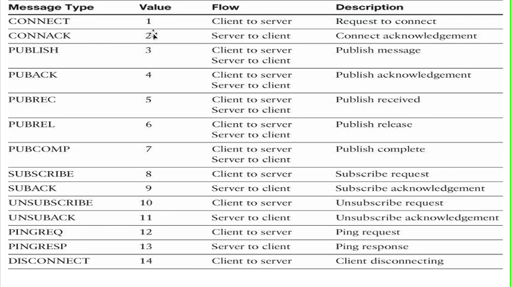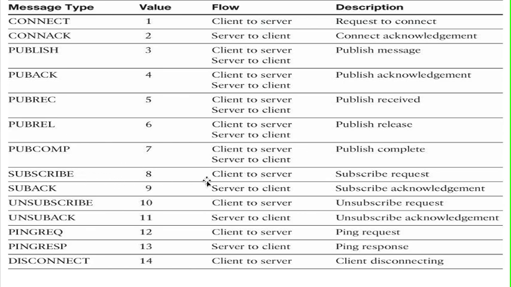If it is equal to 2, then it is connect acknowledgement, server to client. If it is equal to 3, then publish message from client to server or server to client. Next, publish acknowledgement, it may be client to server or server to client. Next, publish received, client to server or server to client. Then publish release, with the value 6, it may be from client to server or server to client. And next one is publish complete, from client to server or server to client.